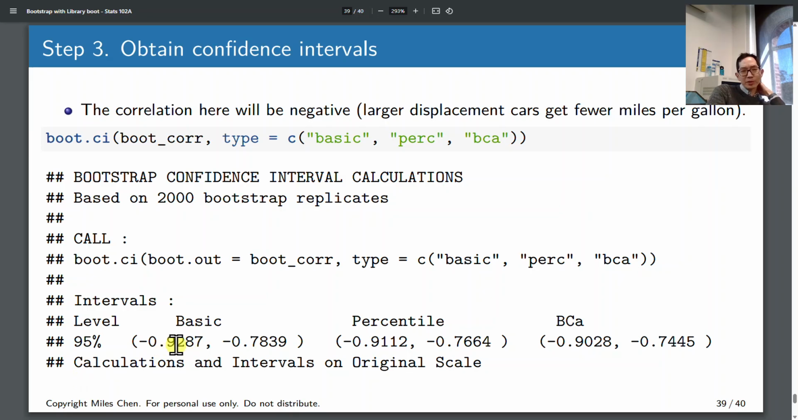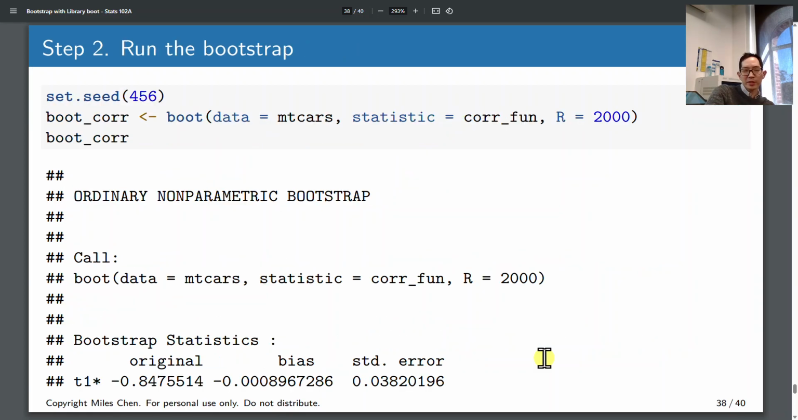So my basic interval goes from negative 0.2987 to negative 0.7839. My percentile interval is negative 0.9112 and negative 0.7664. And my BCA is negative 0.9028 to negative 0.7445. Again, if you're not sure, the recommended one is the BCA interval. All of these things, remember, correlation goes from -1 to +1. And the correlation of our original data is at negative 0.847.